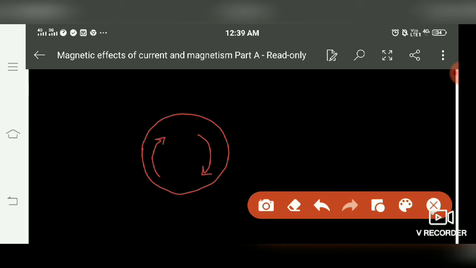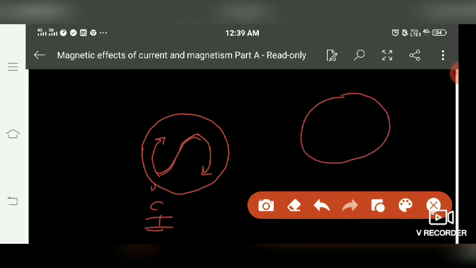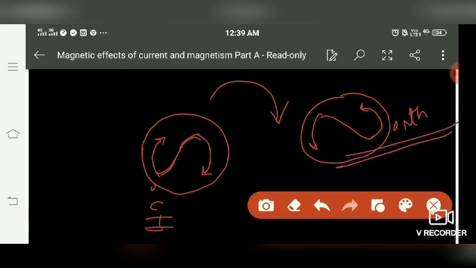If current is flowing in clockwise direction, then if we join these two, this will give S, which means south. If we have current in anti-clockwise direction, like this, then when we join this we get north. So whether the current is in clockwise or anti-clockwise direction, according to that we have the face to be north or south respectively.